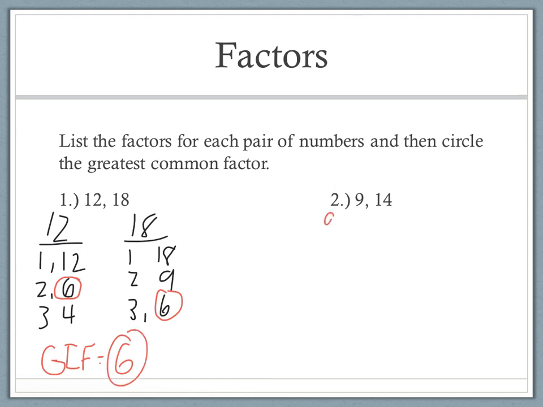Now let's look at the GCF of 9 and 14. For 9, I can do 1 times 9, 3 times 3. Now let's do 14. 14 is 1 and 14, 2 and 7. So the GCF for this one, if you notice, there is no number they have in common, so my GCF is 1, so they really don't have a greatest common factor.